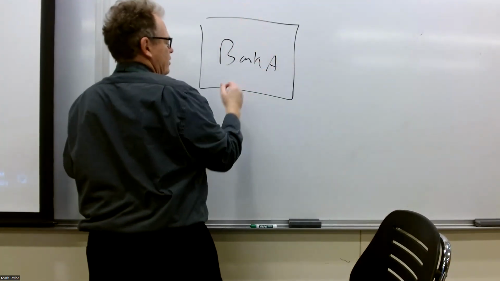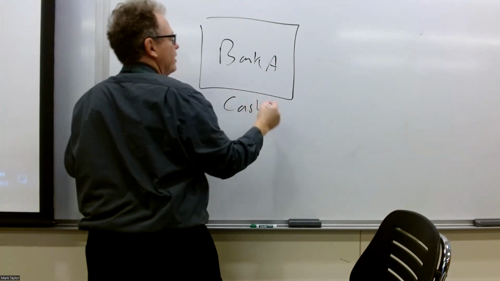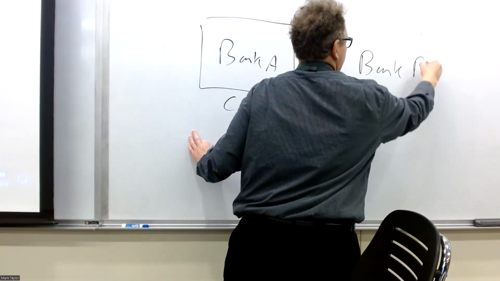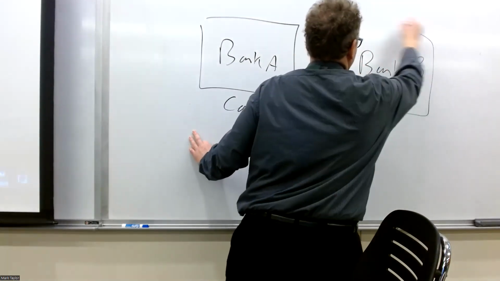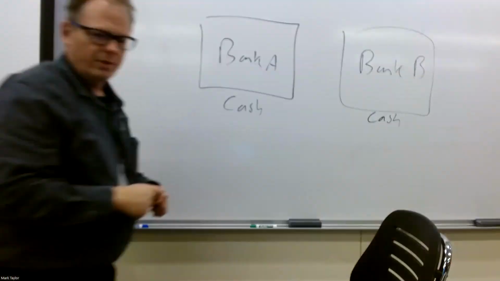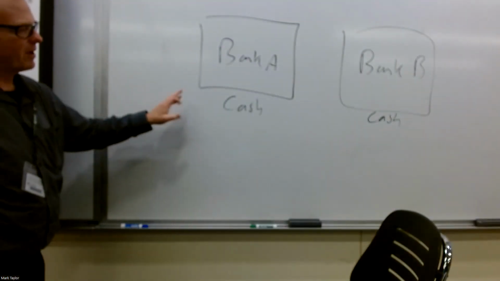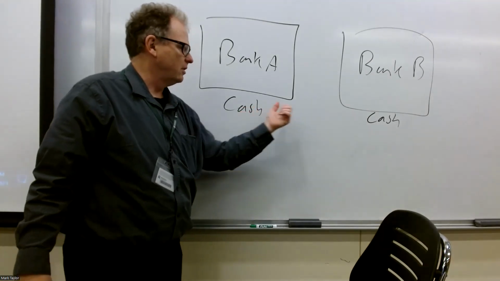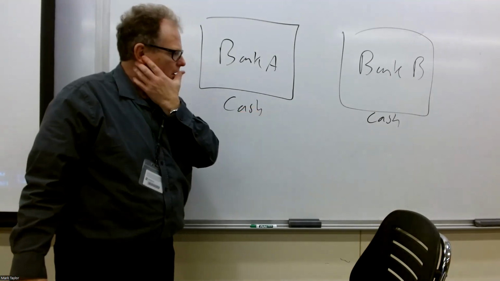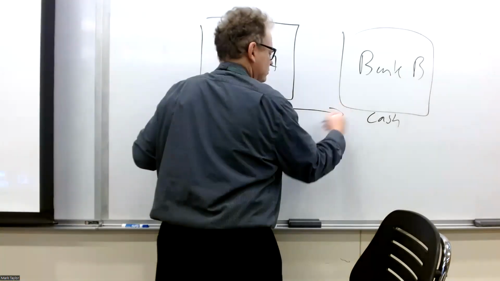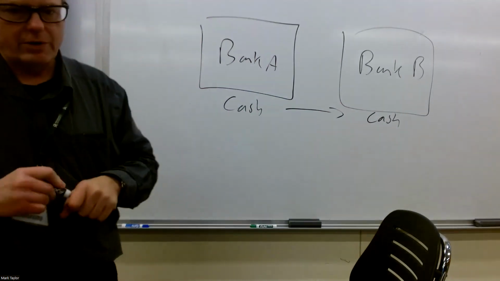You have bank A, you'll have some kind of a cash account in there, and then you'll have bank B, and you have some kind of a cash account there. It's possible they're in the same bank, and usually they will be, but it is also possible that you will have them in two separate banks. So it's transferring cash from one bank to another. That's what we're talking about.